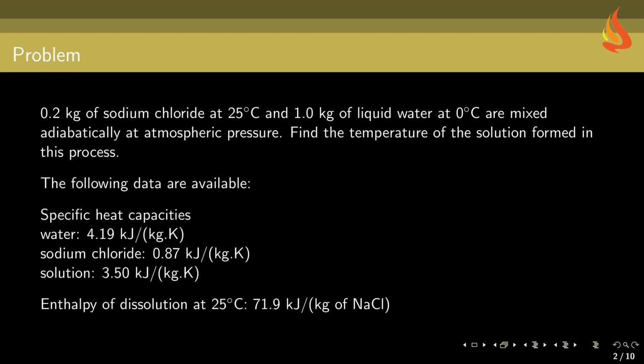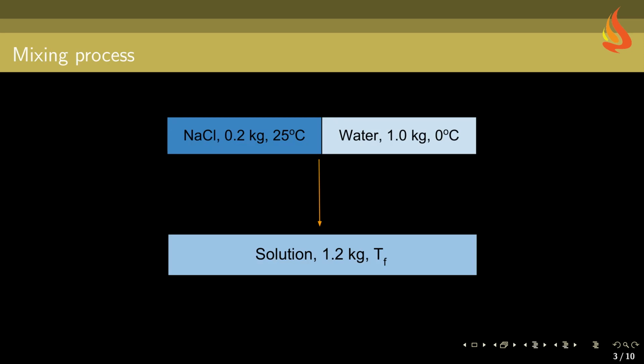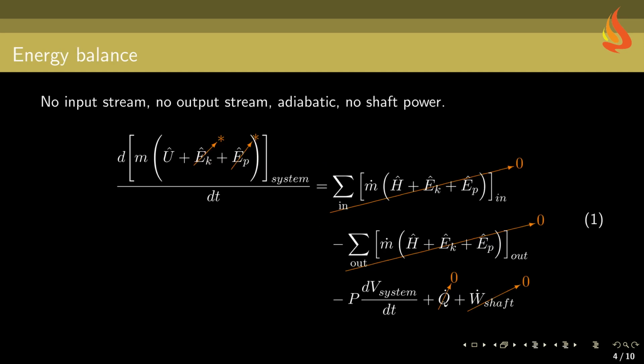And this process is very similar to the process that we carried out in the video. The data available are the specific heat capacities of water, sodium chloride, and the solution, and the enthalpy of dissolution of sodium chloride in water at 25 degrees Celsius. This image illustrates the process. The initial temperatures of sodium chloride and water are known, and the unknown is the final temperature of the solution. Here we start with a fairly general form of the energy balance, and we will cross out the terms that are not applicable to this problem.